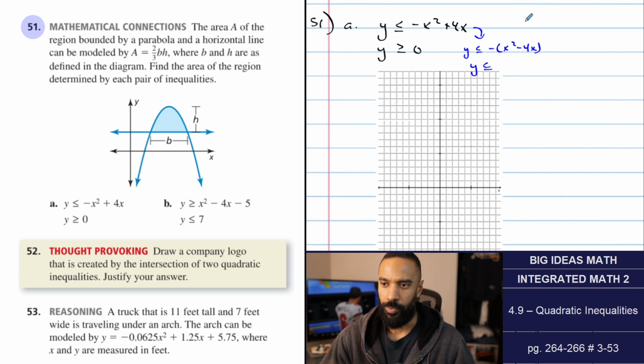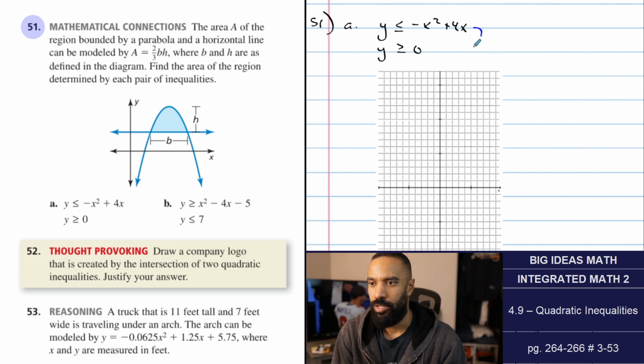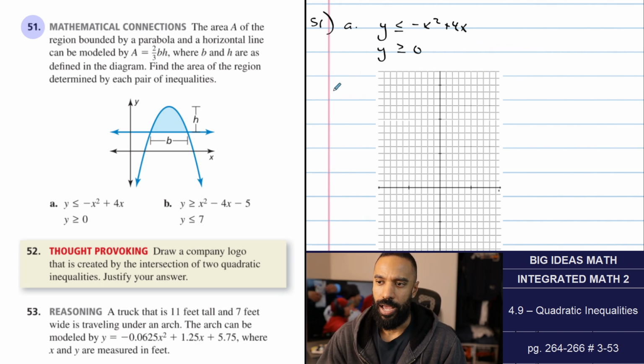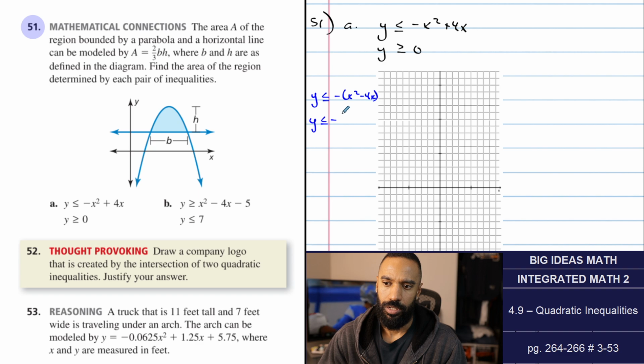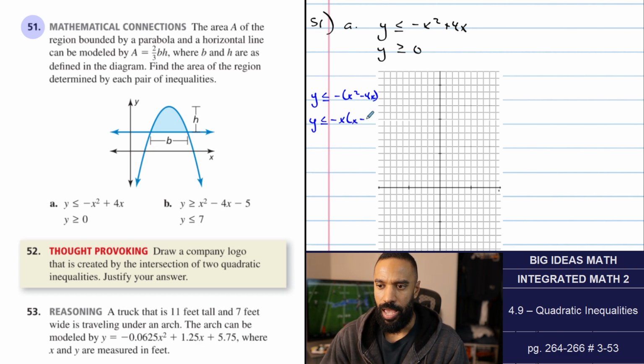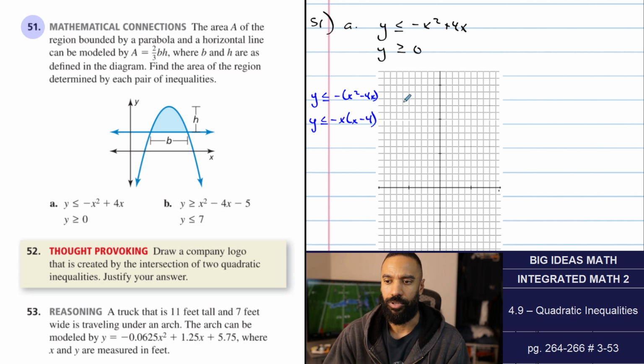Shoot, I wanted to fit the other one on this other side here. So let me do this. Y is less than or equal to negative x squared. Oh, I should have just factored the x. I thought this was a difference of two squares. X times (x minus 4). Okay, so your x-intercepts of the first one are 0 and 4. And listen, I'm just going to be fast with this. It would be going like that and going downward.